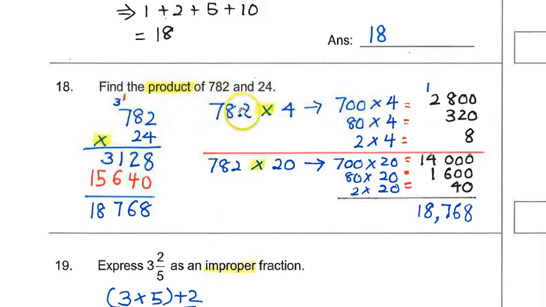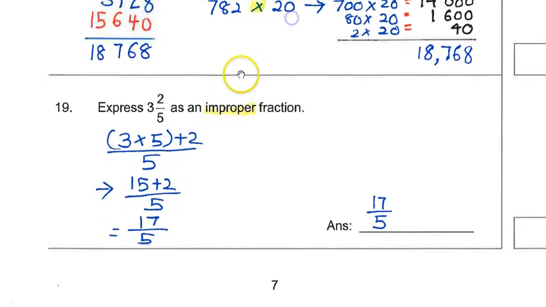Take 782 times 4 first. Okay, so break it into 700 times 4, 80 times 4 and 2 times 4. Add this number to 782 times 20 over here. All right, you add all the numbers together, should be this. Okay, just in case you do not have a lot of confidence in this, or you're not practiced enough, try this method. It may be long, but it can be quite easy.